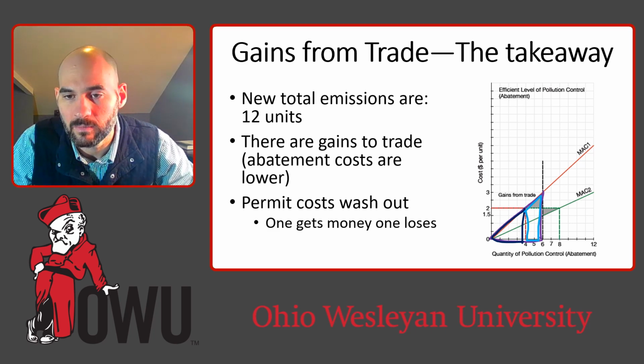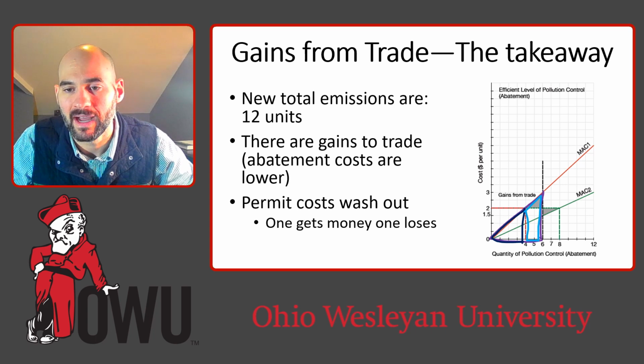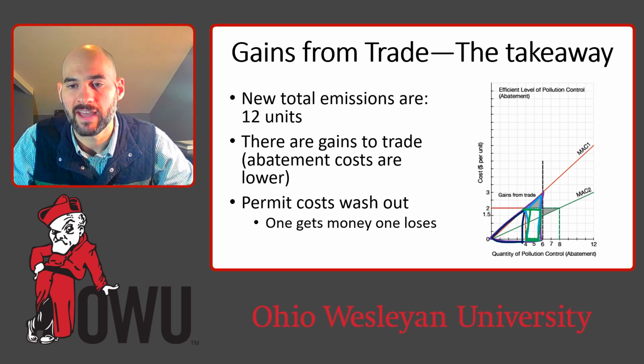So they're buying 2 permits from firm 1 at a price of $2 a permit. So 2 permits at $2 a permit, it's just going to be 2 times 2. It's going to be this green square. And the only part of that blue that's left is going to be the little blue triangle above the green rectangle. Now that green square is just being transferred directly to firm 2.